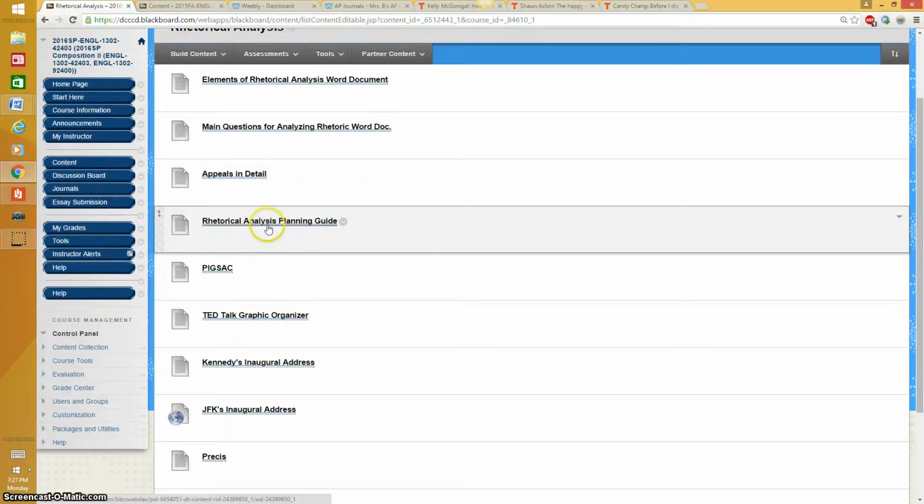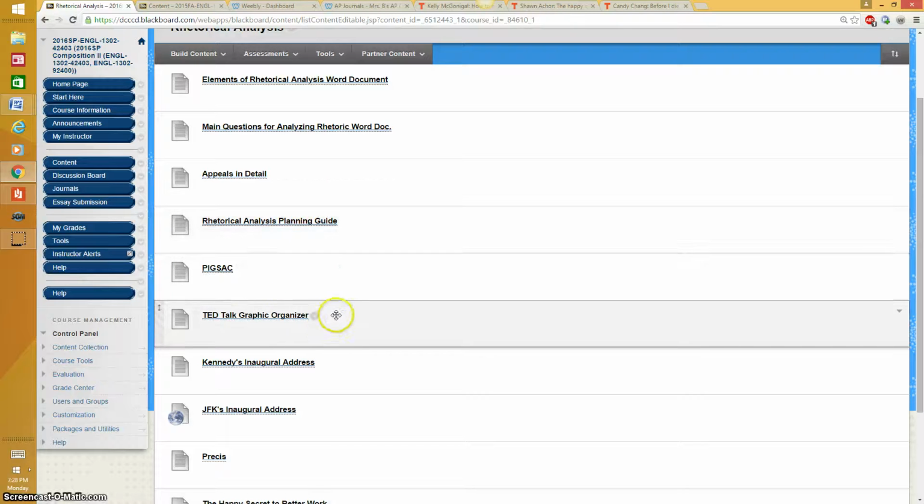The Rhetorical Analysis Planning Guide is going to help you write an introduction and a first body paragraph for your discussion post. And then you'll use it again later when you analyze the speech. And then you'll use it again later when you write your essay. And so you should become quite familiar with this handout.